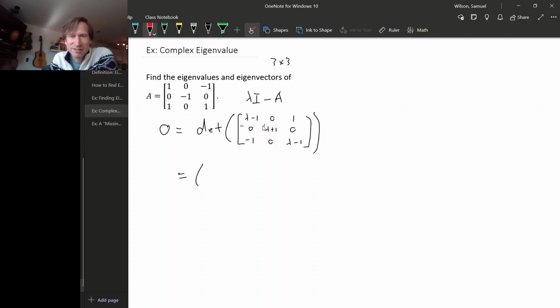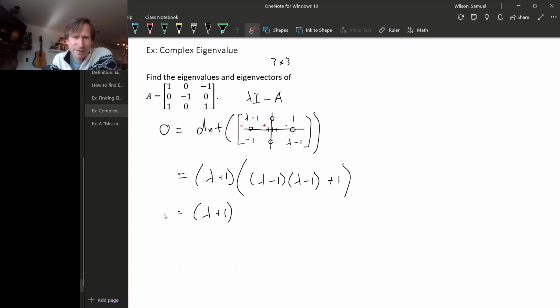Remember our cofactor signs across the second row are going to be minus, plus, minus. So we only need to write down this middle one, so it's lambda plus 1 times the determinant of everything left over after crossing out that column and that row. So we're going to get lambda minus 1 times lambda minus 1 plus 1.